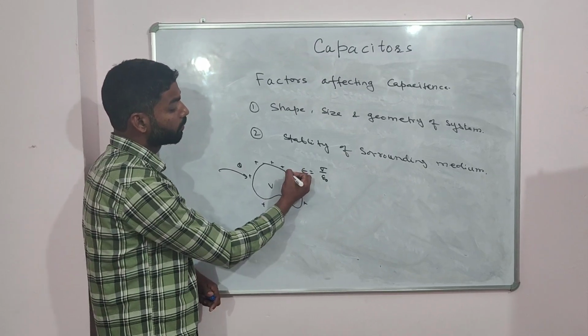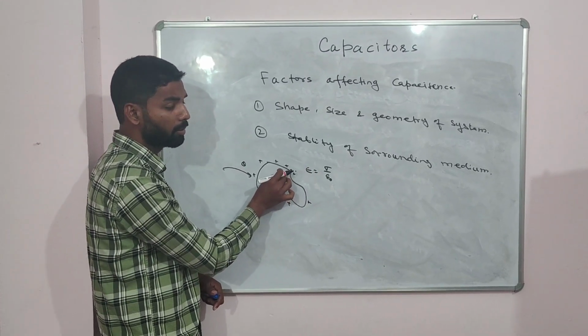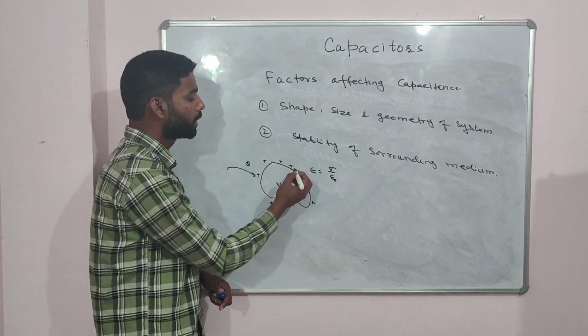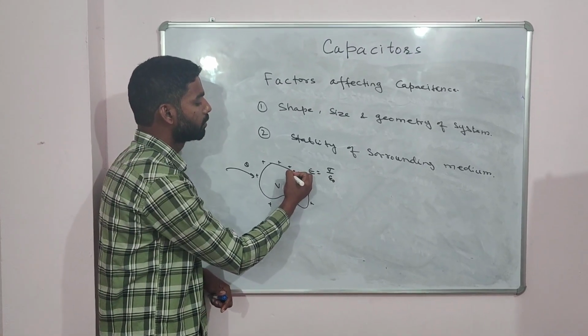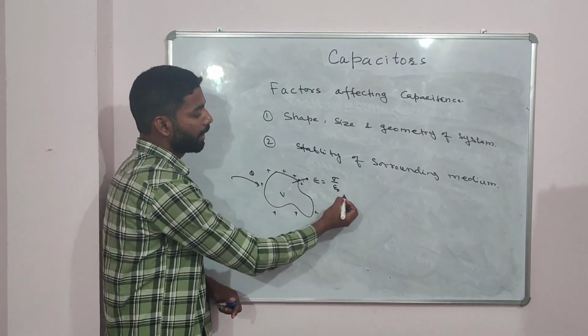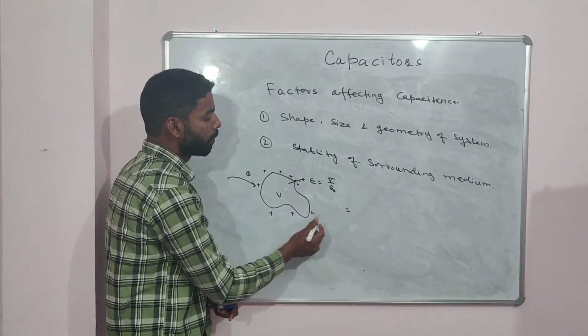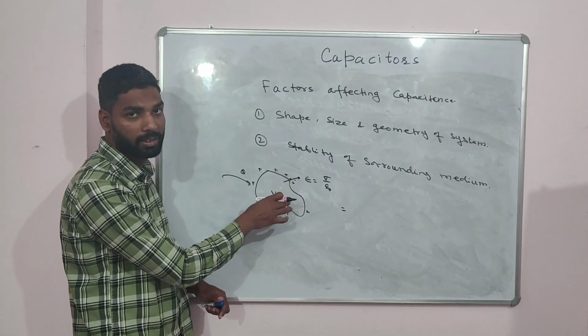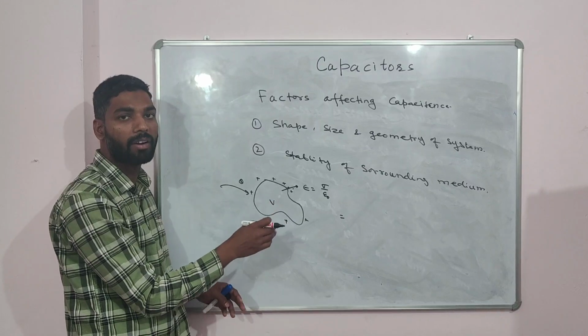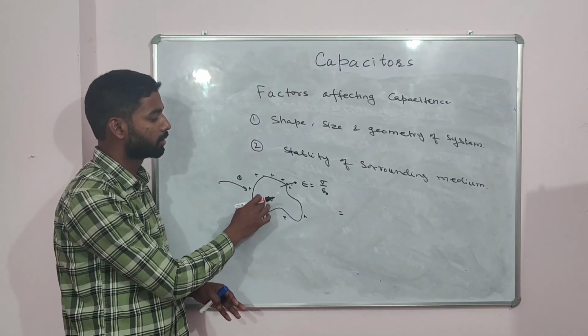So the field near the sharp point will be excessively high, and a point will be reached where the charge will start leaking from this sharp point. That means this limits the capacitance of the system. The shape of the conductor greatly determines the capacitance of the system.